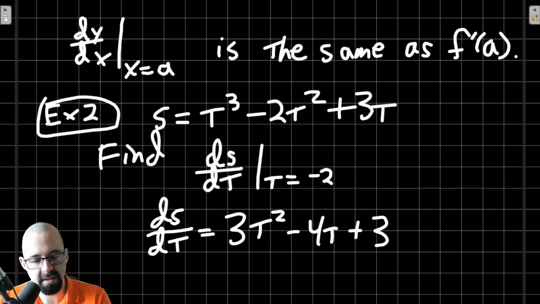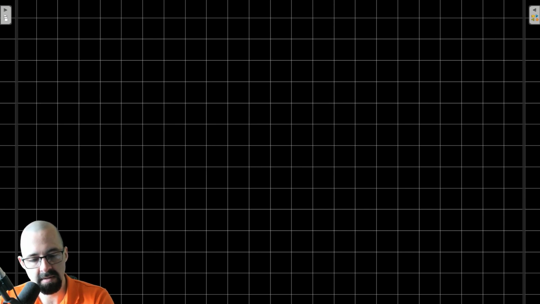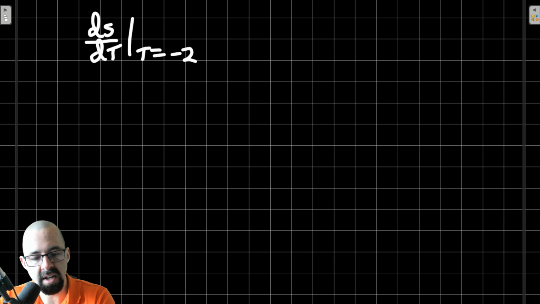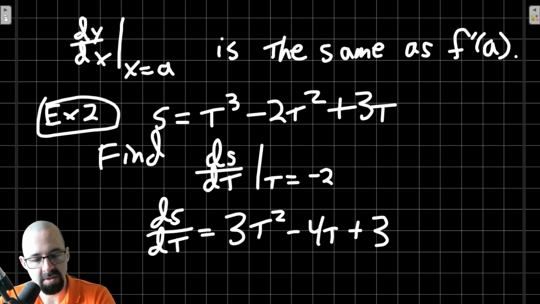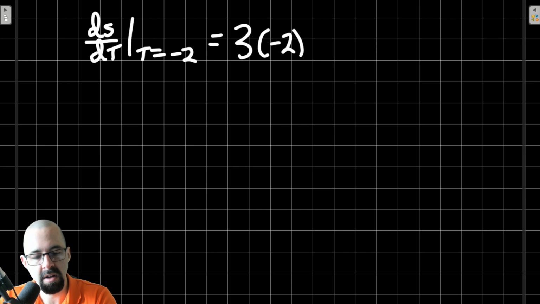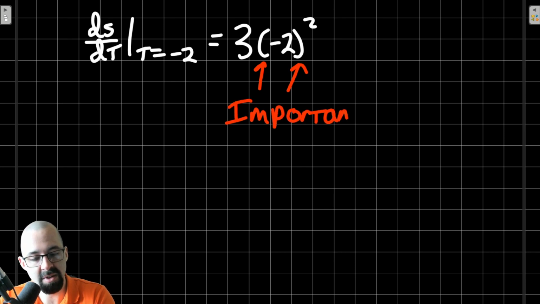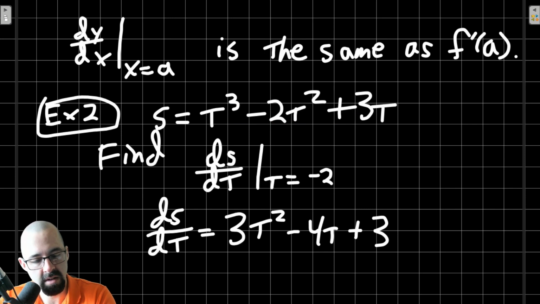All right. And specifically, we want it to be evaluated when t is negative 2. So ds dt is going to be evaluated at t equals negative 2. So we're just plugging in negative 2 into what we had before. So it's 3 times negative 2 squared. Be very careful to include parentheses. These are important parentheses, otherwise you're going to get the wrong answer. All right. And then minus 4 times t, which is negative 2, plus 3.